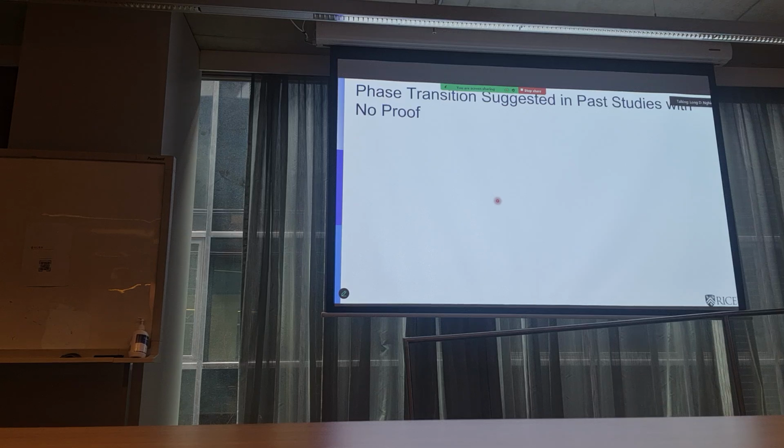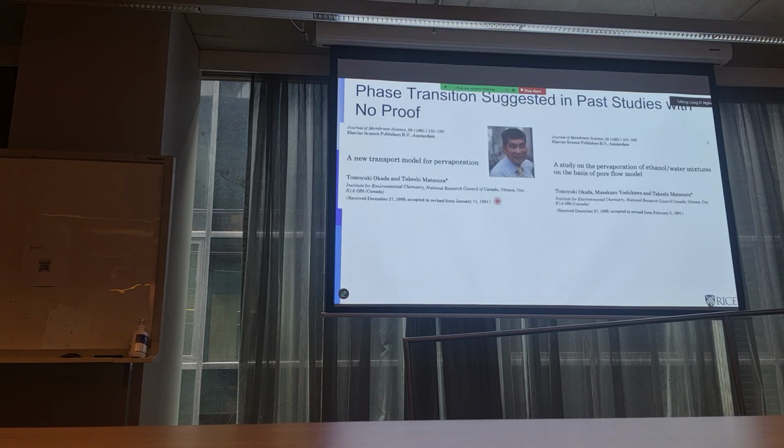Now this is not new. Indeed, phase transition was suggested before by several membrane scientists. Takeshi Matsuura, who was a student of Sourirajan, the one who discovered the cellulose acetate membrane, proposed it in 2 papers way back, but no one listened to him. He said, without any proof, that it must be two-phase, with some part liquid and some part vapor, but no one listened to him.